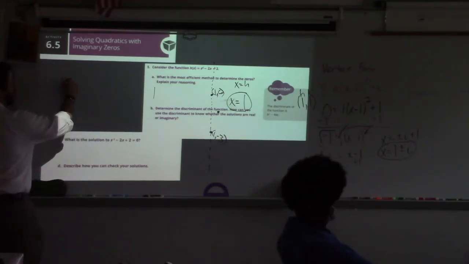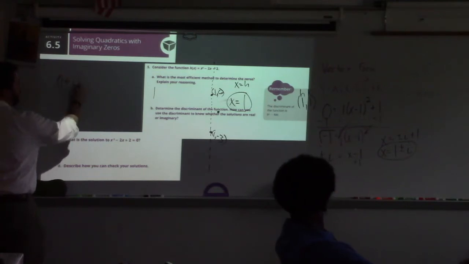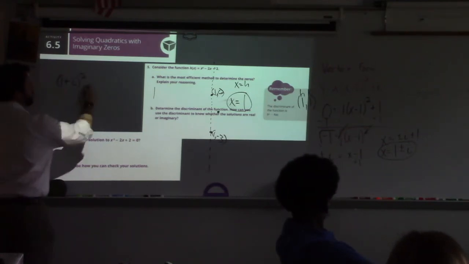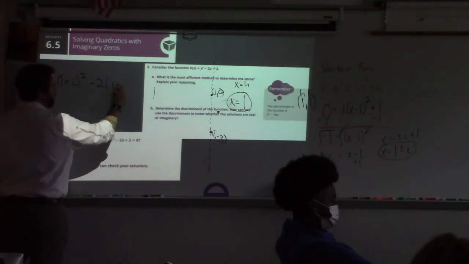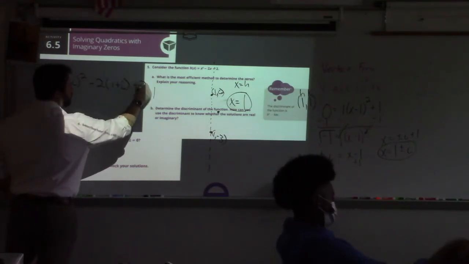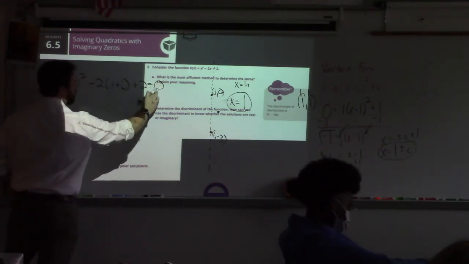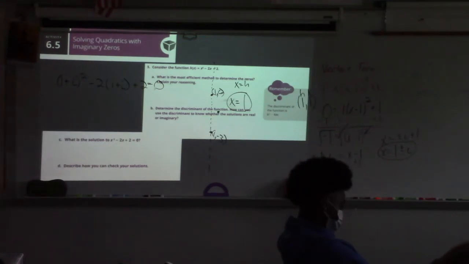Let's try (1 plus i) squared, minus 2 times (1 plus i), plus 2, equals 0. That's interesting. We're squaring that 1 plus i. How do you solve for i? I'm not solving for i. i is a number, the square root of -1. That's all i ever is. What I am saying is, I'm squaring that 1 plus i.